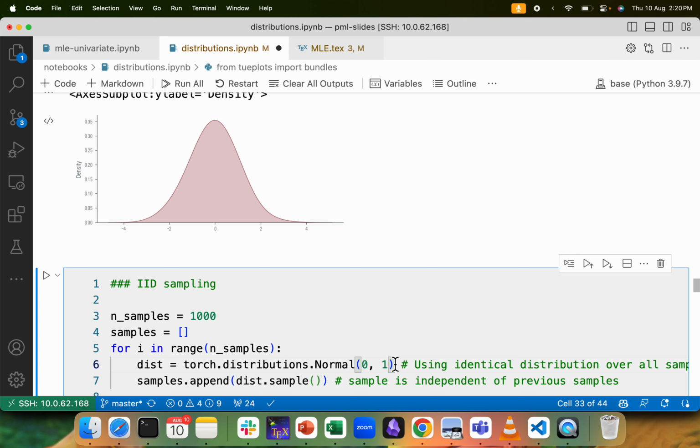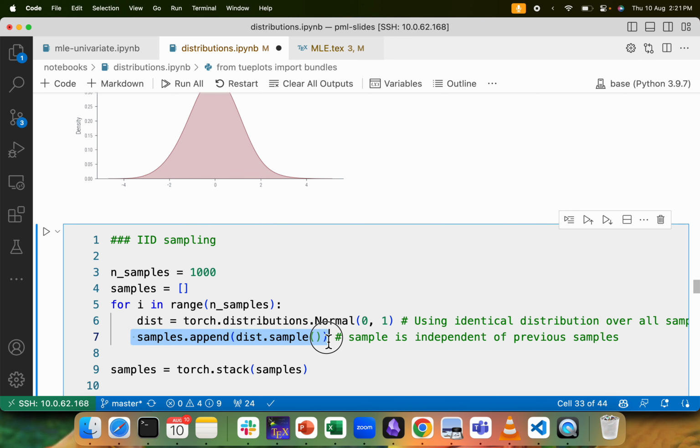Now for each sample, each time I'm going into the loop, I am using the same identical distribution. I'm always using the normal 0, 1 distribution across all of these samples. This seems like a very simple thing, but I want you to get this nicely because it helps us understand how factorizations work and how likelihood is decomposed. So each time I'm drawing a sample, I'm using the exact same distribution with a mean of 0 and variance of 1.